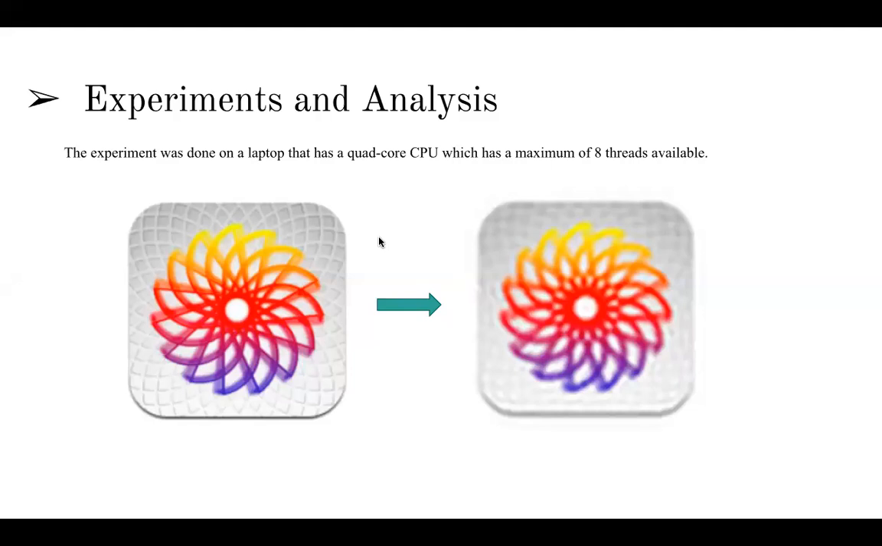Okay, let's see the results of the experiments. The experiment was done on a laptop that has a quad-core CPU, which has a maximum of 8 threads available. I obtained the same output image for the OpenMP and MPI implementations. This is sample 1. On the left side is the original image. We can see it's very clear, but the image on the right side is our resultant image. It is very blurred compared to the original one.